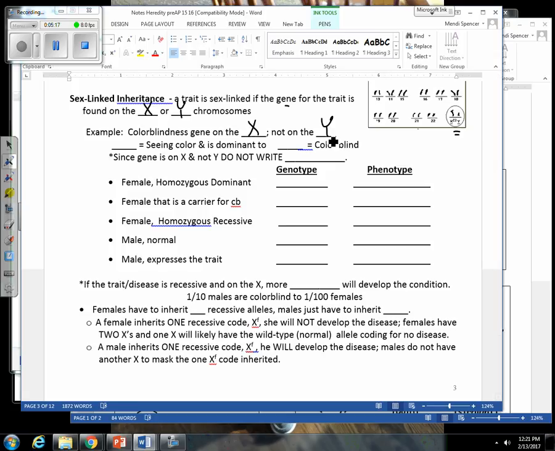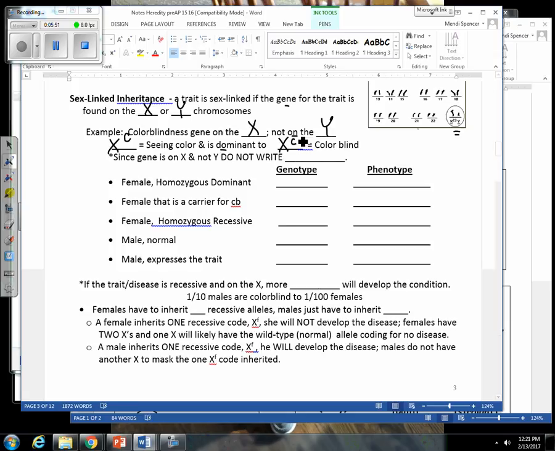Now, since it's on an X chromosome, we're going to write our letters a little bit differently. An X chromosome that has a code to see normal, we're going to write like this. We put an X here, and then we use a letter to represent that they can see color, or have normal eyesight. I'm going to use a capital C to represent that they can see color, because that is dominant to being colorblind. For an X chromosome that has the colorblind allele on it, I'm going to put an X with a lowercase c on it to represent the code for color blindness.